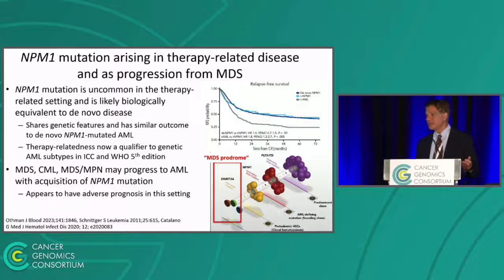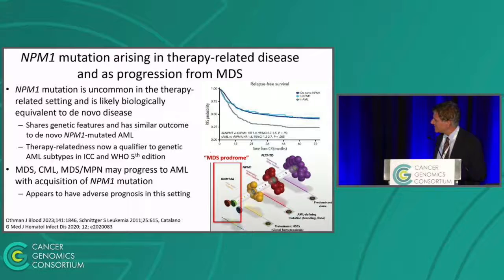And this is important because the new classifications, both the ICC and the WHO, now make therapy-related sort of a qualifier. So we still will express the NPM1 in our diagnosis and add on therapy-related or post-cytotoxic therapy, recognizing the importance of the NPM1, that it may not be unfavorable even if the patient has had prior cytotoxic therapy.